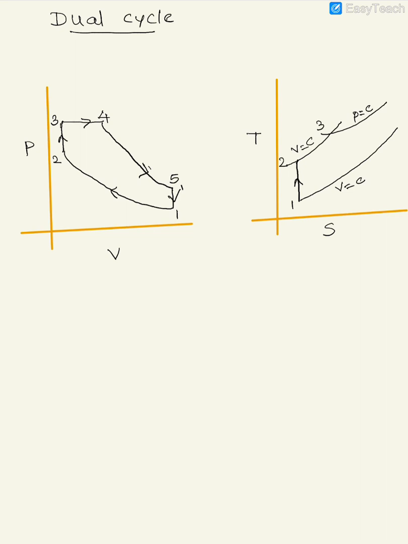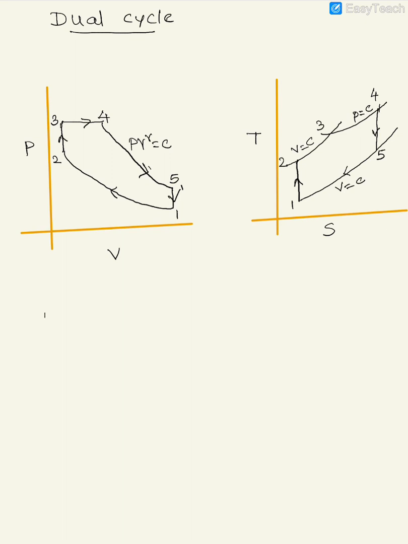Then there is a constant pressure heat addition. Again, entropy would increase from 3 to 4. Temperature would increase from 3 to 4. And then there is an expansion which is isentropic. So isentropic means it has to be vertically downwards because the entropy is going to remain constant. 4 to 5 is isentropic expansion following the law P into V raised to gamma is equal to constant. And finally there is a heat rejection, which means the entropy is going to decrease along the constant volume line. Okay, and the temperature is also going to decrease.